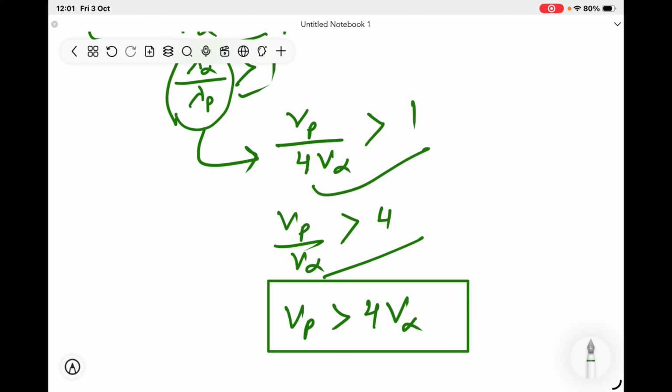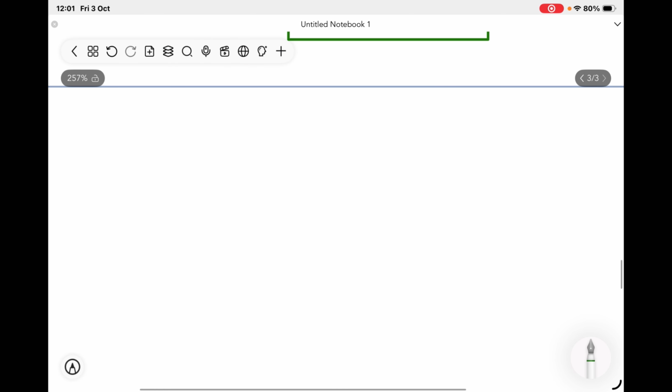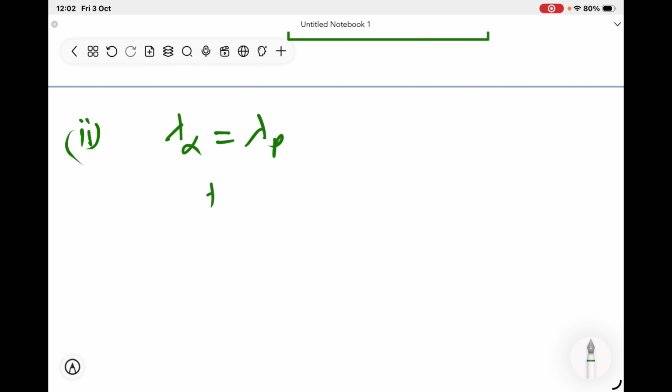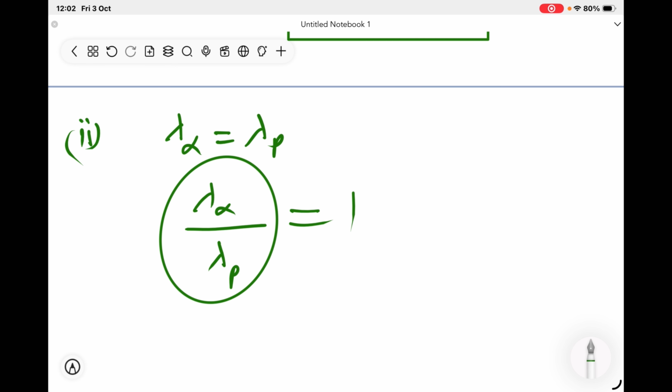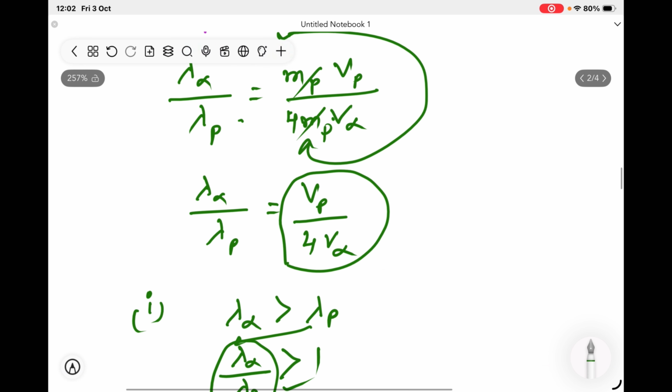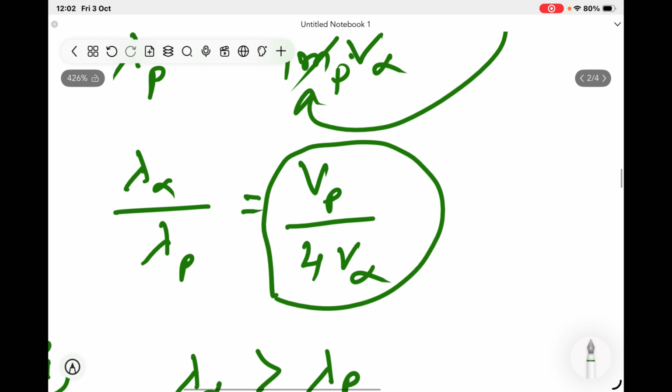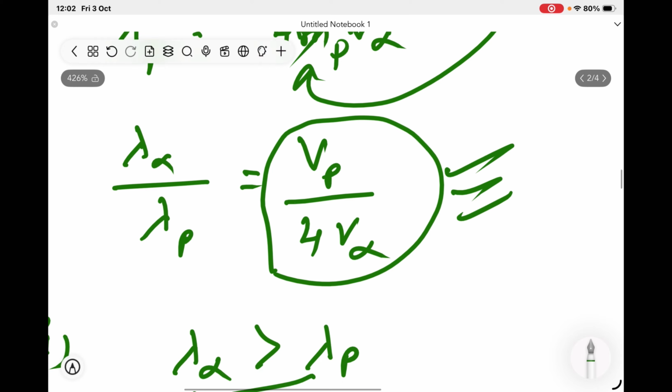Now let us see the second part. In the second part, the lambdas have been given equal. So lambda alpha has been given equal to lambda proton in the second part. So again you can be ready with lambda alpha by lambda proton, which is 1. Here it is 1; earlier it was greater than 1. Now you have to substitute the value of this from here. Lambda alpha by lambda proton is this, Vp by 4 V alpha.